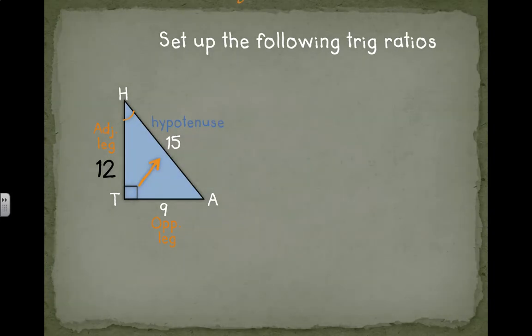So setting up the trig ratios for H. The sine of H is going to be opposite over hypotenuse, cosine is going to be adjacent over hypotenuse, and tangent is going to be opposite over adjacent. You need to make sure you have those written in your notes. All of these examples should be written into your notes as well, guys. So you're going to have 3 over 5, 4 over 5, and 3 over 4.